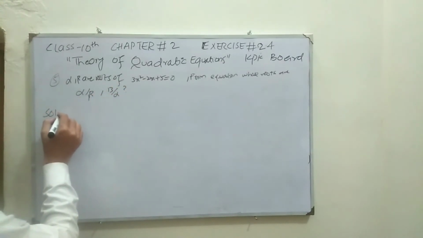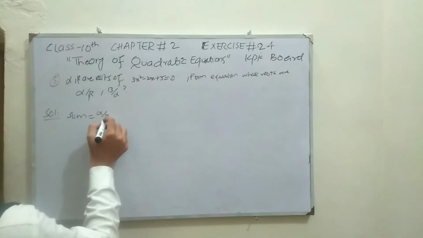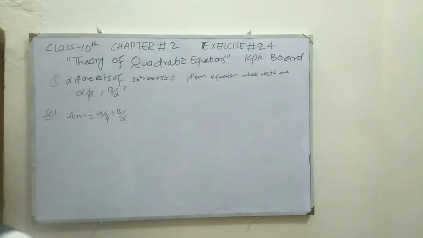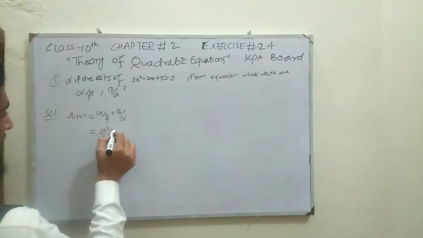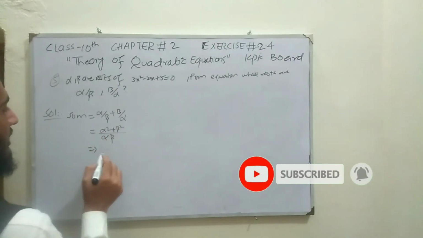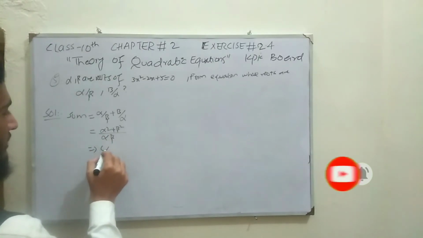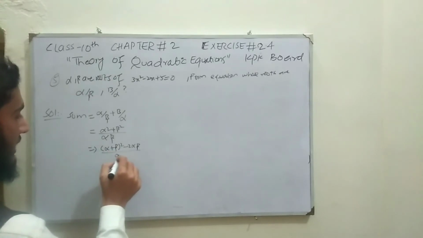Solution. Sum of the roots will be equal to alpha over beta plus beta over alpha. Taking LCM alpha beta, above we are left with alpha square plus beta square. So alpha square plus beta square can be written as alpha plus beta whole square minus 2 times of alpha beta, divided by alpha beta.